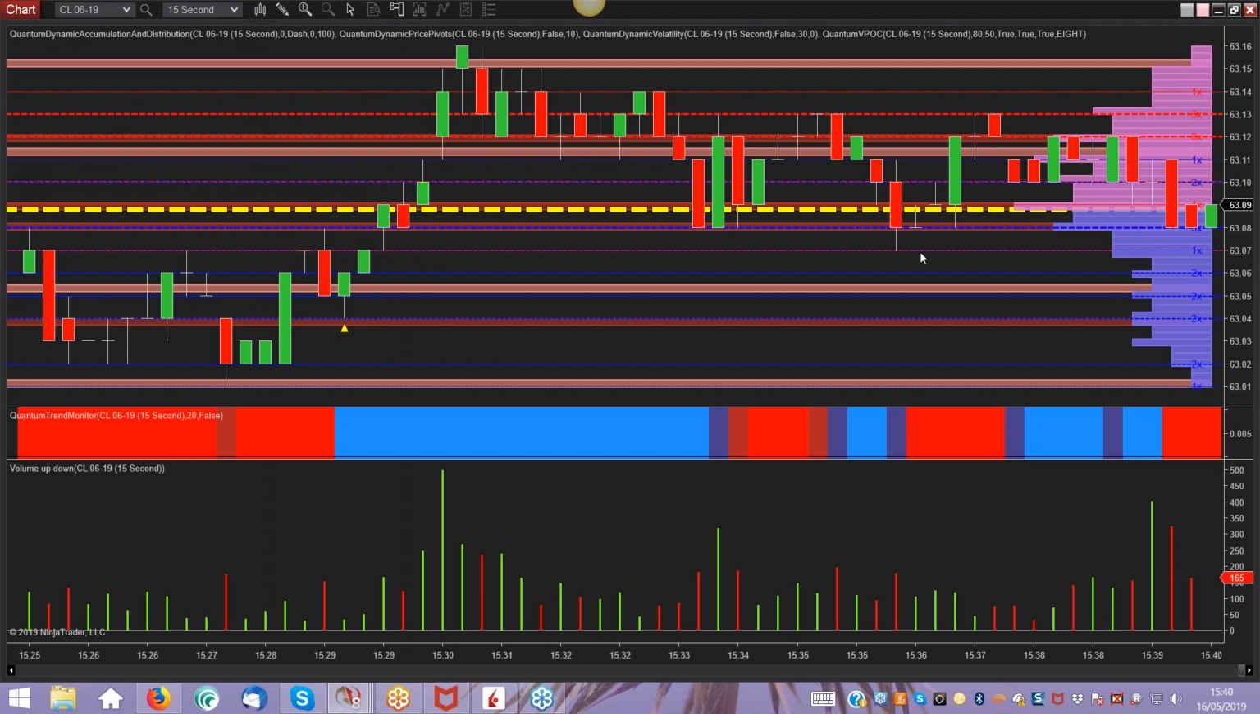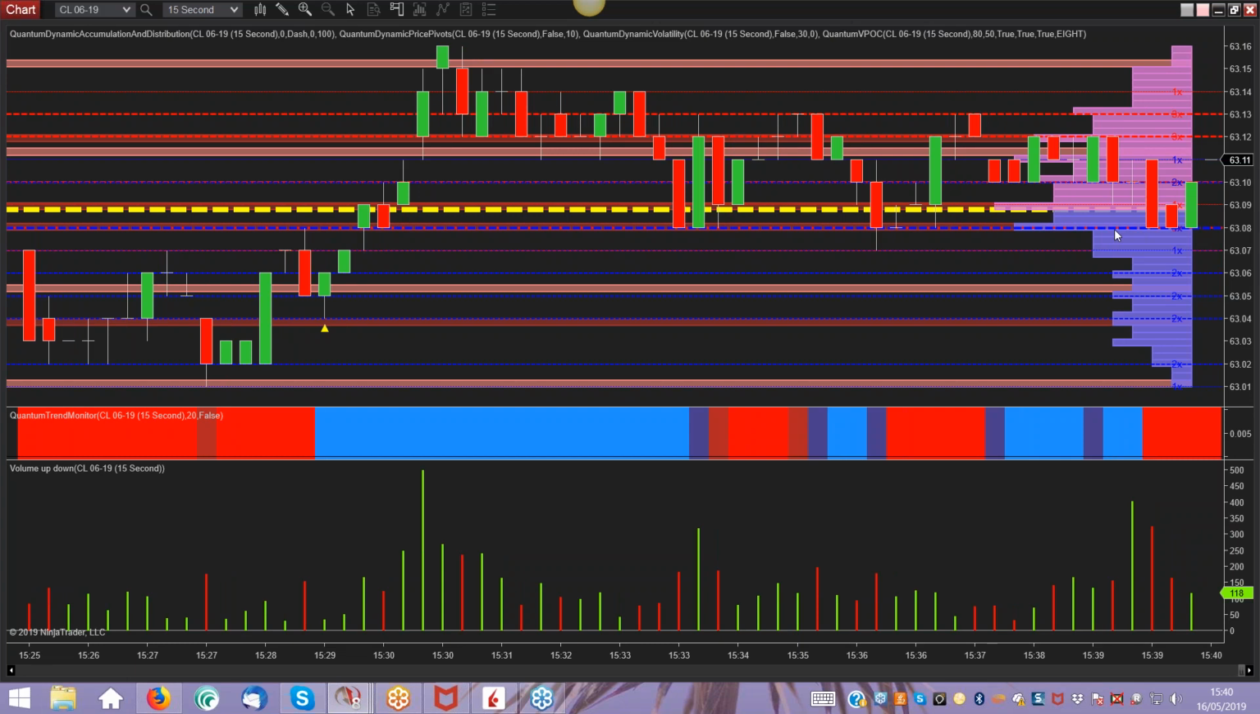Just pull the 15-second up again. Those last 2 candles, down candle, decent volume under that one, some decent selling, but then it falls away on the next one. So there's no follow through on that at the moment. We've also got a minor platform of support in here at 63.08, which is holding it up for the time being.